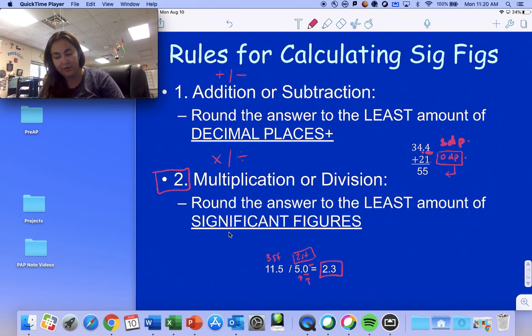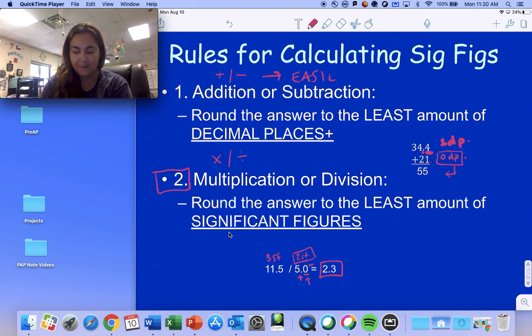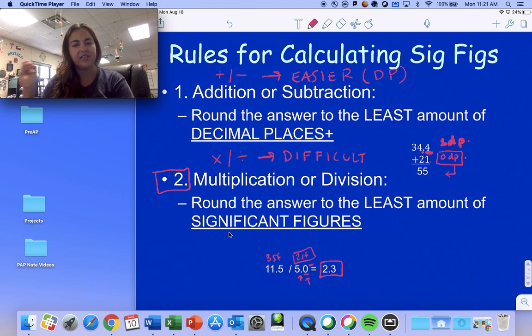So for me, how I remember it, with addition and subtraction, I use the easier rule, which is decimal places. It is way easier to count decimal places because you're literally just counting the spaces after the decimal. Versus sig figs, you kind of have the more difficult rule. And while sig figs may not be difficult for all of you, you still have to think about it. You're not just counting. You're like, oh, does it come at the end with a decimal, or is it at the beginning or in between? You have to think about it.